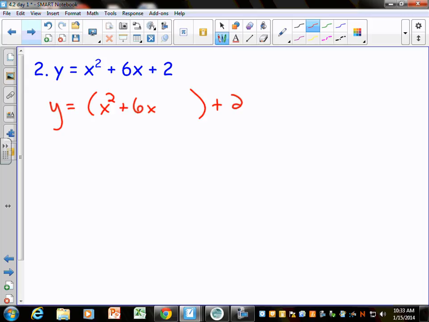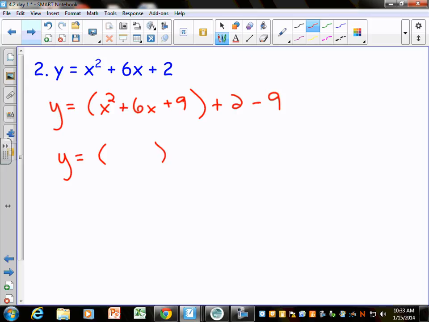Right, half of 6 is 3, and 3 squared is 9. If you add 9 in here, you've got to subtract 9 out there. So that's kind of the big step. There's not really much to show there, but it's a big step. Can you get the right number, and can you subtract it out there? There's really only one other step here, which is simplifying this.